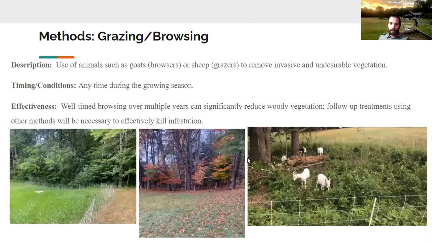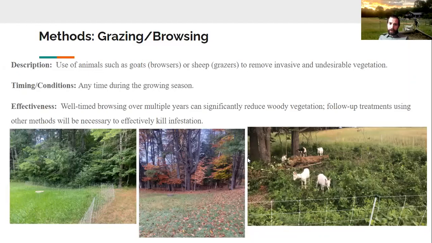Both of these different species of animals can be used to remove or at least reduce the quantity of invasives on a given site. And sometimes it's not even necessarily invasives. At my own house, I have been utilizing the goats you see behind me to even get rid of beech stump sprouts and things.